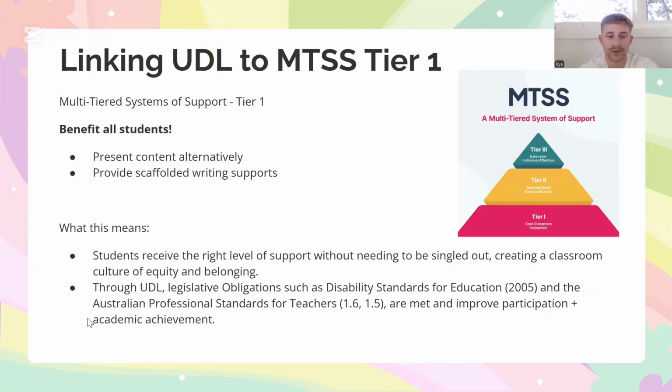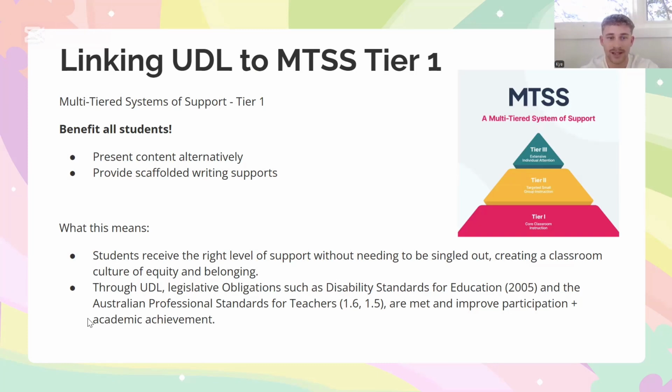UDL also aligns with the multi-tiered systems of support at Tier 1, which focus on universal class-wide practices that benefit all students. By offering all three UDL principles, the class teacher can simultaneously present content in ways that support visual or auditory access for the student with a hearing impairment, provide scaffolded writing supports for those with dysgraphia or dyslexia, build in student choice and movement breaks to help sustain attention for the student with ADHD, and include enrichment pathways to extend the advanced learners.